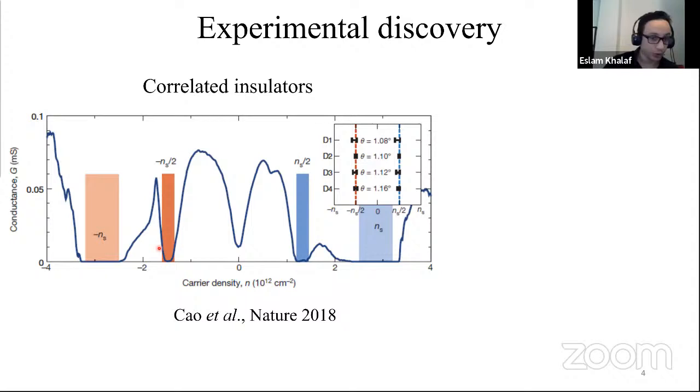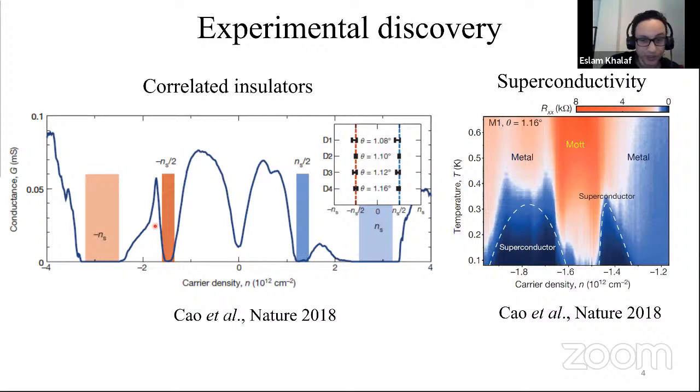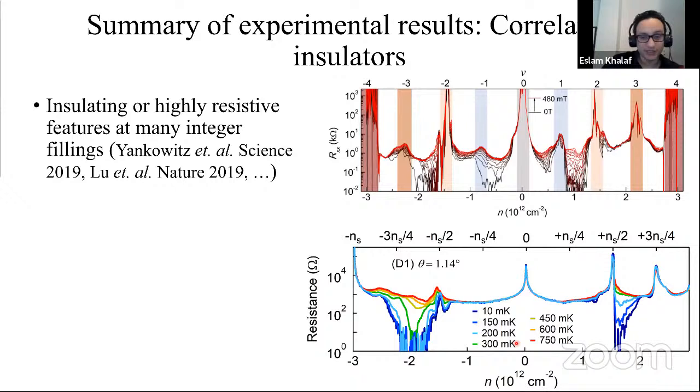Furthermore, when they considered a slightly altered experimental setting to look for superconductivity, they actually found that these correlated insulators are flanked by two superconducting domes. So this discovery is by now more than 3 years ago. So let's see what we have learned since then about this system. The first thing we learned is that these correlated insulators have been by now reproduced in several systems, in several samples, by several experimental groups.